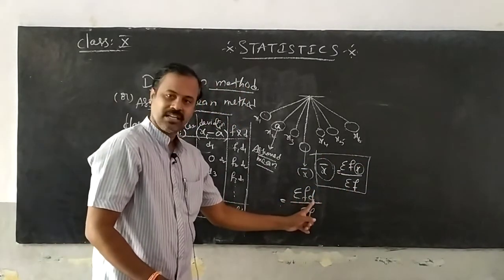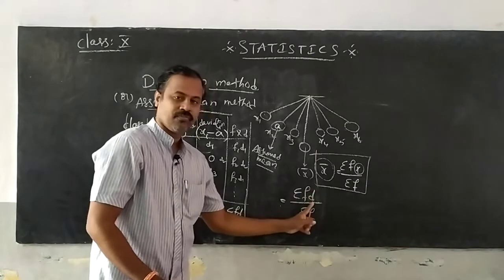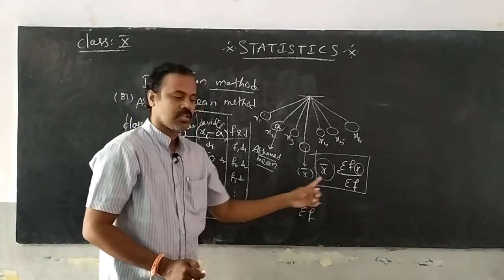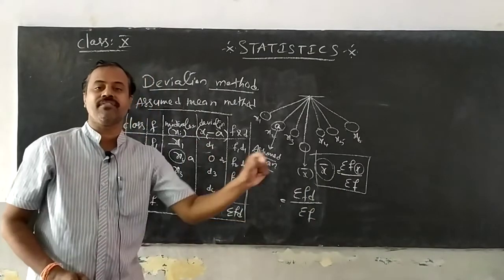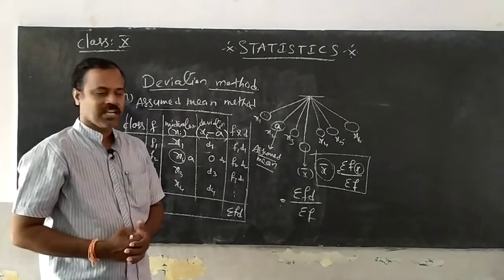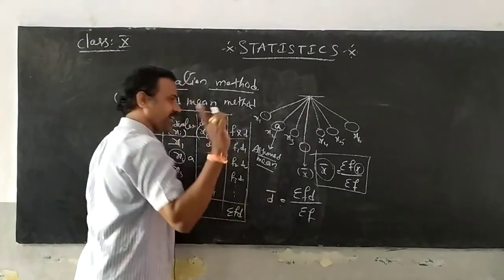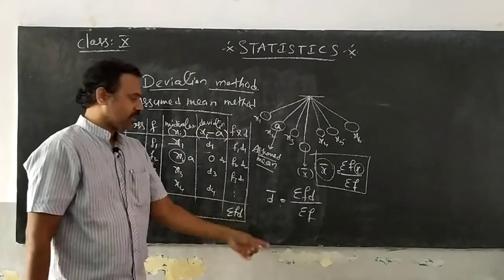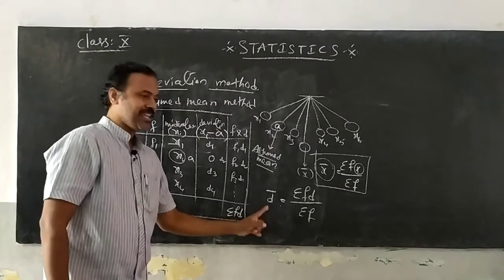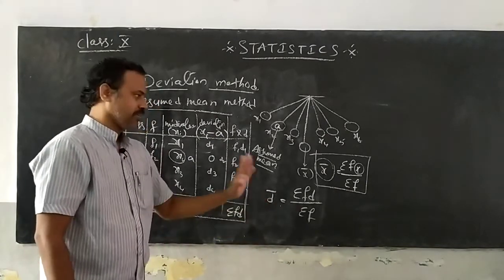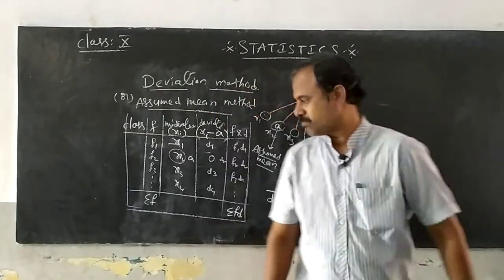Sigma fd, that means you are finding the deviations there. So here is a mean for the observations, but here a mean for the deviations. Excellent, very good. So this sigma fd by sigma f gives you d bar, not x bar. You will get d bar there. This is the mean deviation. Understood everybody? Mean deviation.